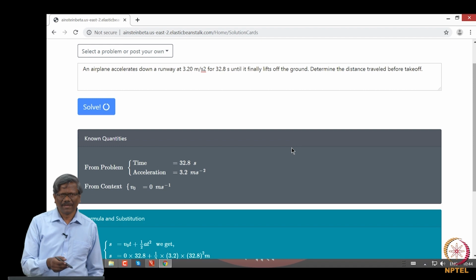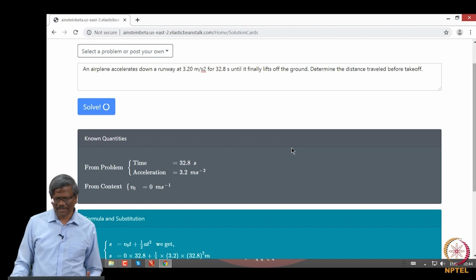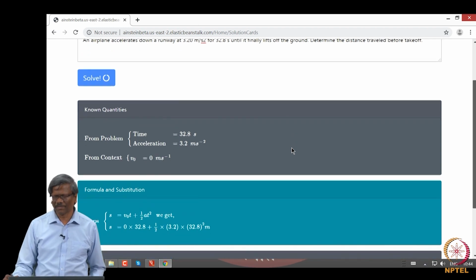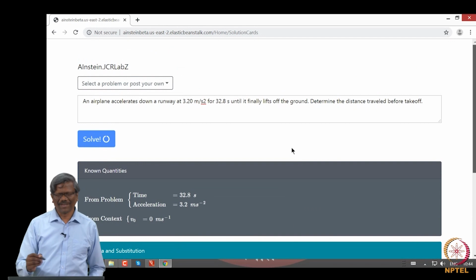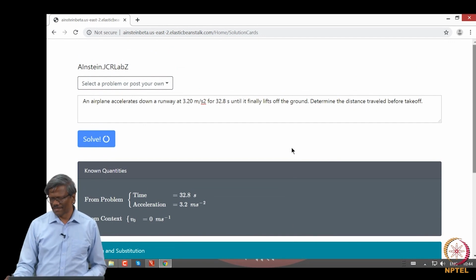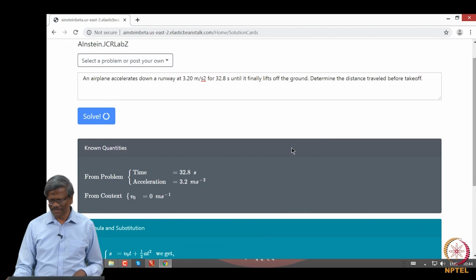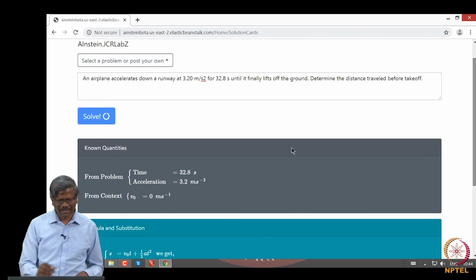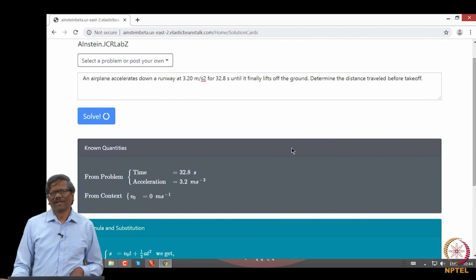So, it solves certain problems from the kinematics. It is a prototype, and I will warn you that it may not be able to solve every problem in kinematics. To show you an example of what we can do with natural language processing, I am just showing this. So, for me to do this task, I need to do some pre-processing.